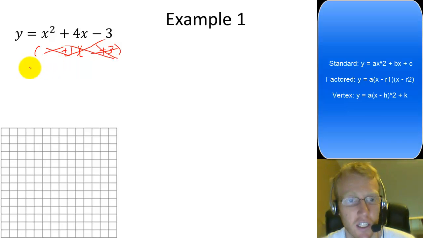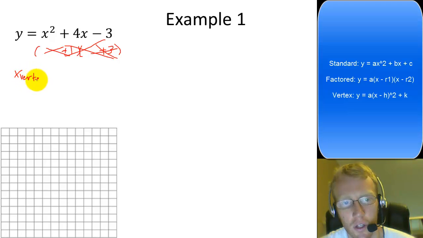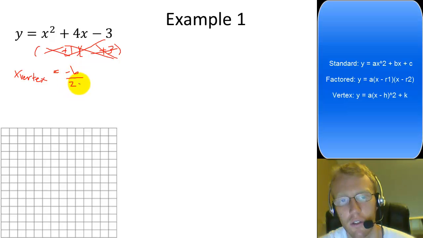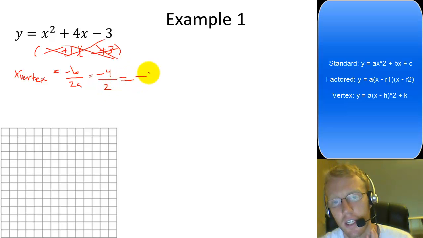Let's try to find the vertex. The x-coordinate of the vertex, if it's in standard form, we know a shortcut is negative b over 2a. Well, that's negative 4 over 2. So the x-coordinate of the vertex is negative 2.